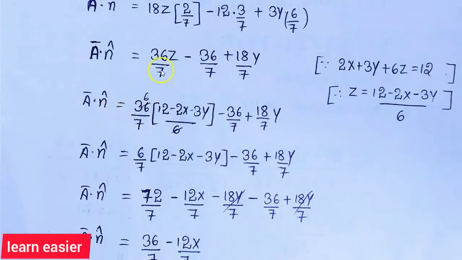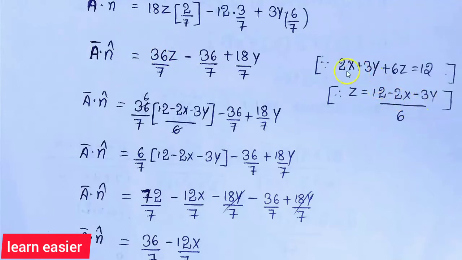Now you have to substitute the z in terms of x and y. So as we have, the plane is 2x plus 3y plus 6z equals 12. Now we have to remove the z. So z equals (12 minus 2x minus 3y) by 6.